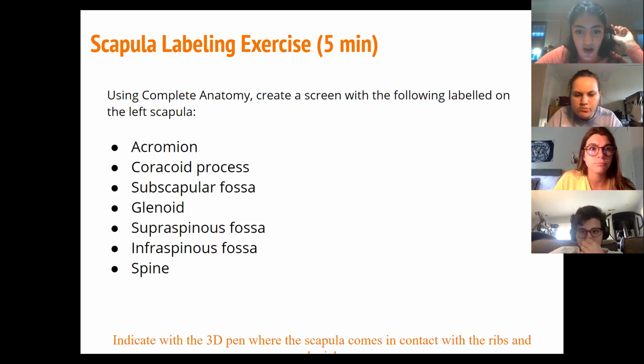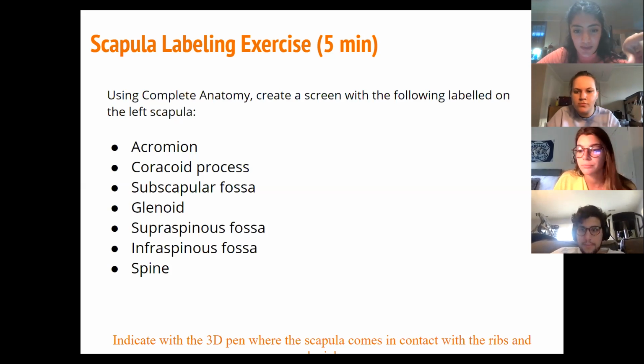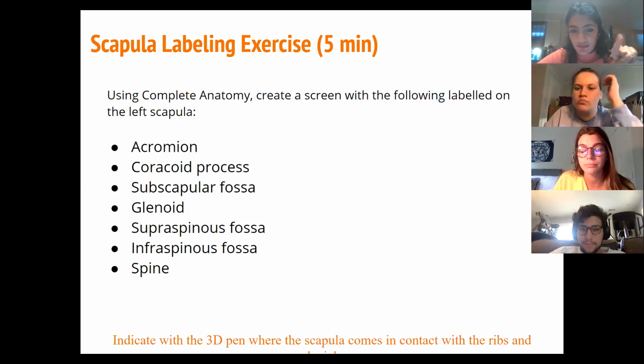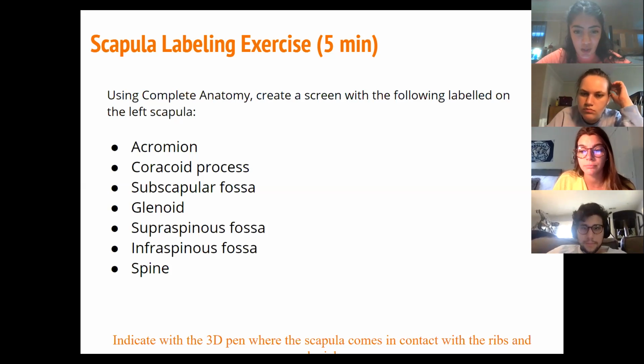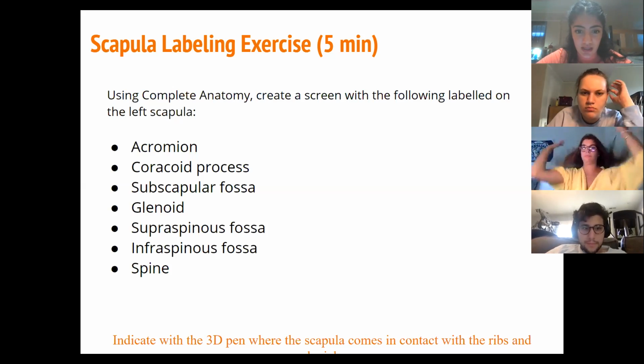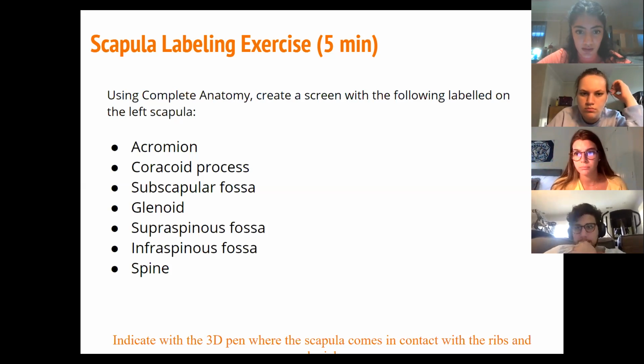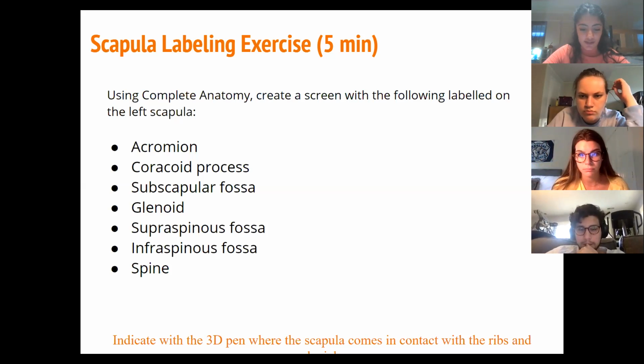Yes, so you double click on whatever part you're trying to label and it'll show up a box that says add whatever text you want. It's like an open box. And then if you're having problems, I'm messaging you right now, okay?